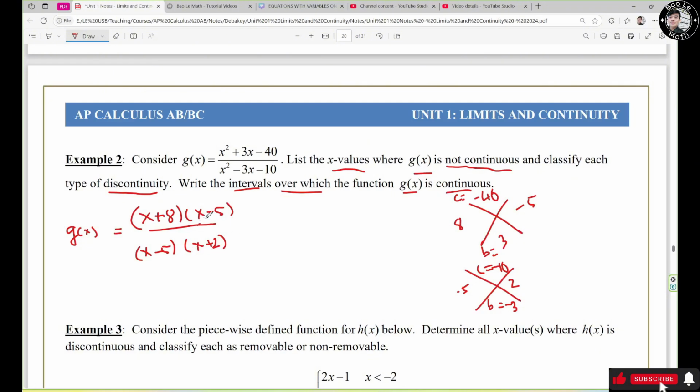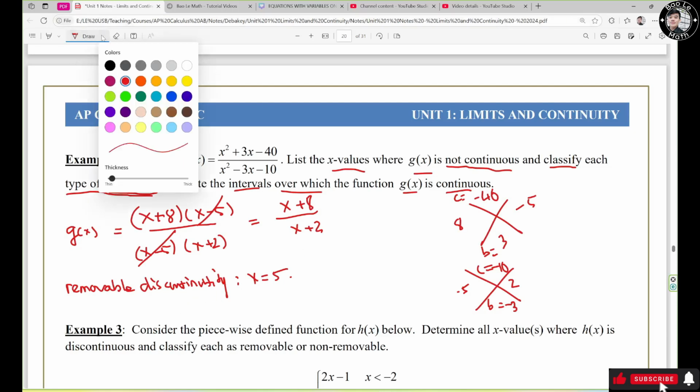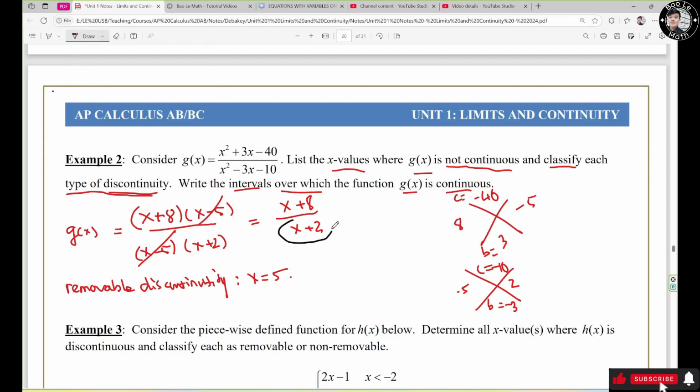Alright, so I'm going to cancel out this factor and this factor. So I have s plus 8 over s plus 2. So you see that the hole is at s equals 5. Now you need to classify each type of discontinuity. So you have the removable discontinuity, s equals 5, and the non-removable discontinuity is s equals -2, because this one is actually the vertical asymptote.